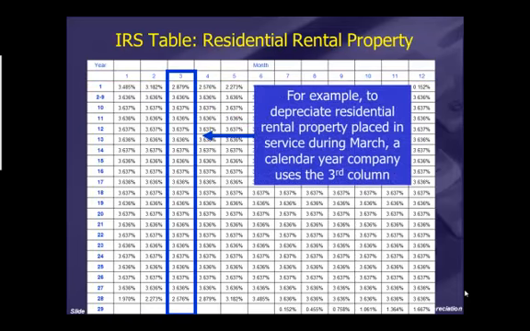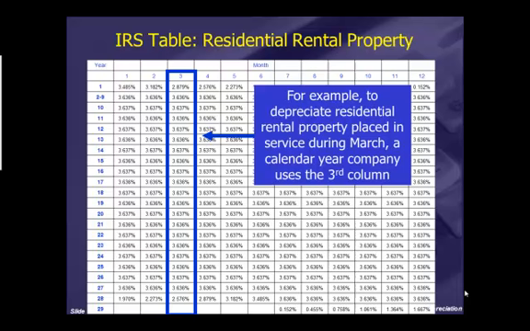All right. Here they're giving an example. They say, for example, to depreciate rental property that's placed in service during March, a calendar year company that runs from January 1 through December 31st. So for a calendar year, the third month is March. Now if we're talking about a fiscal year other than January 1 through December 31st, the third month may not be March. You'd have to count.